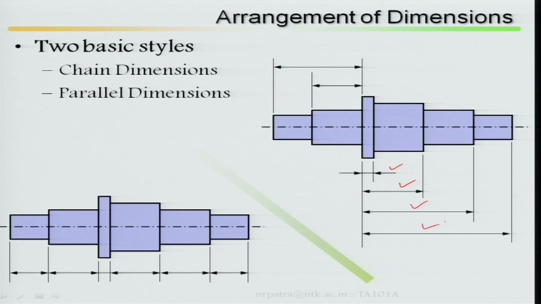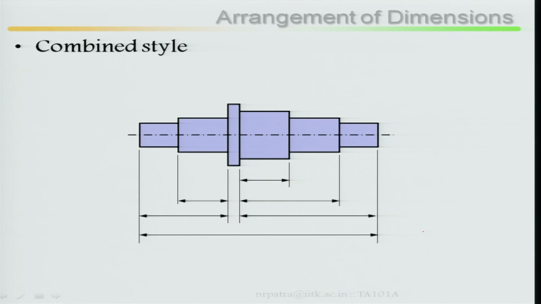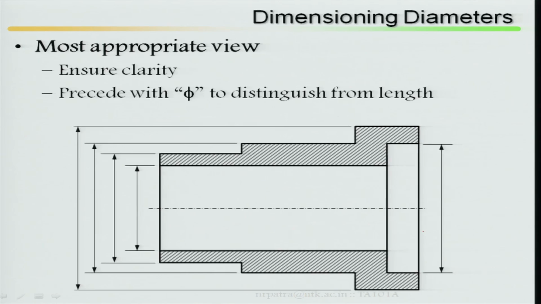But once you have taken it parallel, you cannot do it arbitrarily, dimensioning like this or like this. This is wrong. Either you do it parallel or you do it as chain dimensions. A combined style is also possible, that means chain as well as parallel. This is chain as well as parallel.